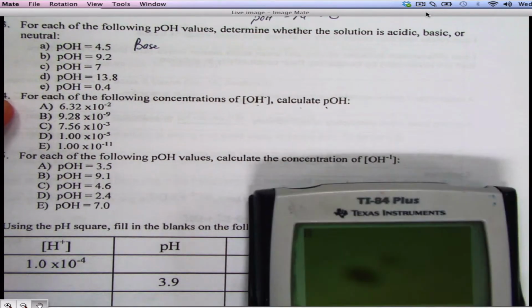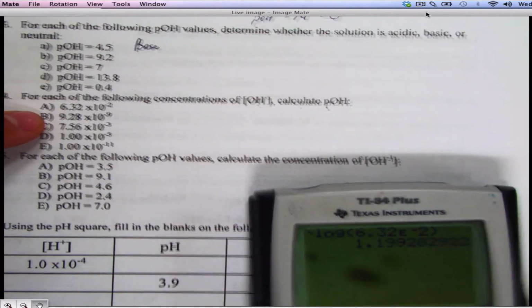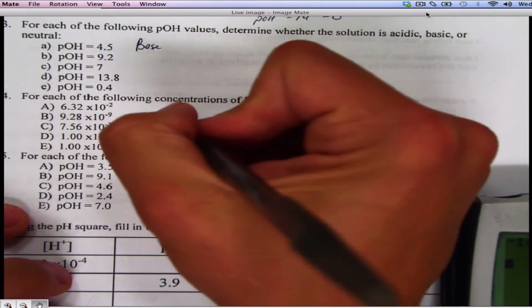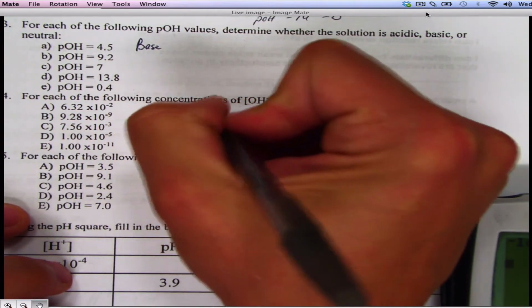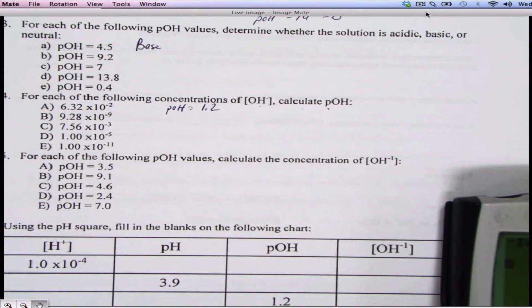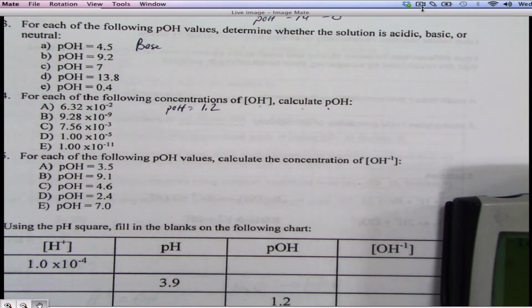So it works like this. So you got to take your negative log of 6.32 to the negative second, and then we get 1.19 or 1.2. So my pOH is equal to 1.2. And that'll help out with that.